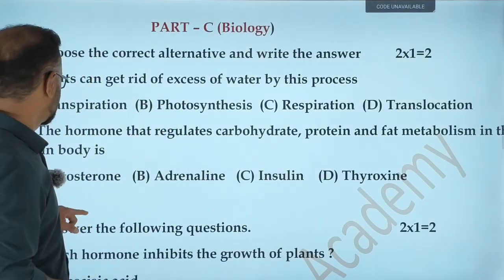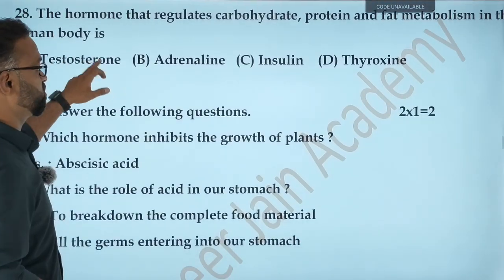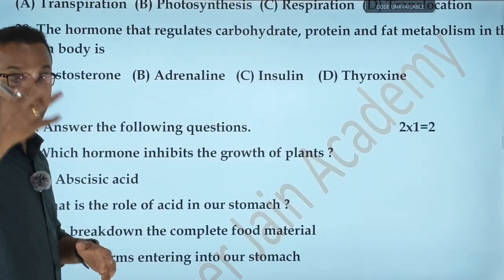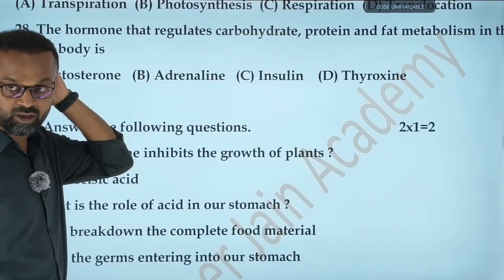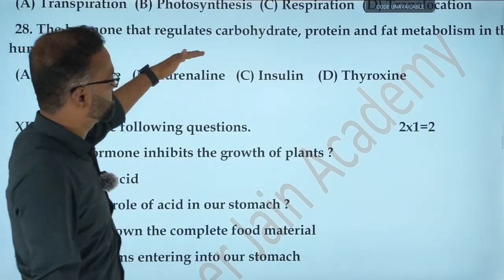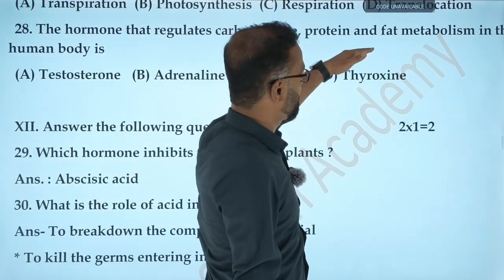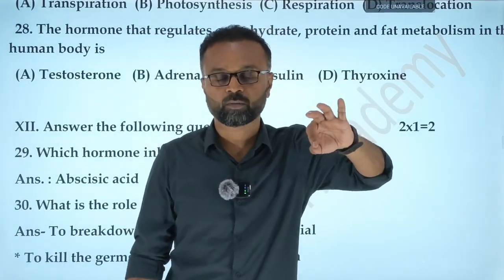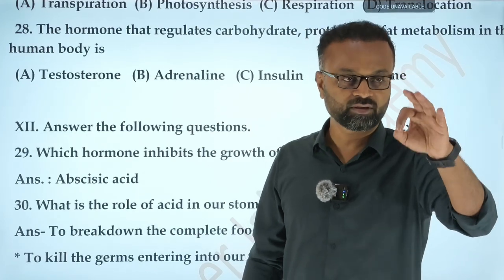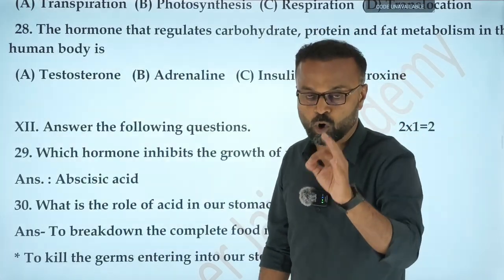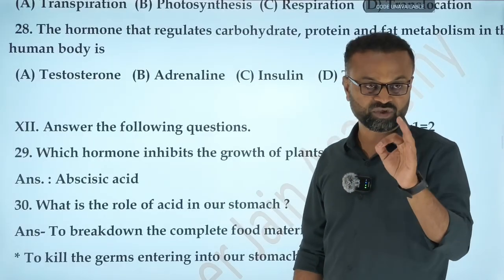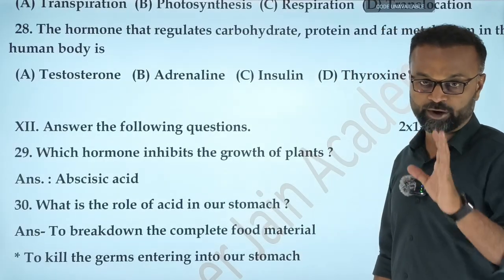Yes. Hormones, one question they will ask, plant and animal hormones, or sometimes they might go for 2 marks or 3 marks based on situations. Here they have given the hormone that regulates carbohydrate, protein and fat metabolism. Metabolism of carbohydrates, fats and proteins is done with the help of the hormone called thyroxine. Which hormone? Thyroxine. Secreted by which gland? Thyroid gland.